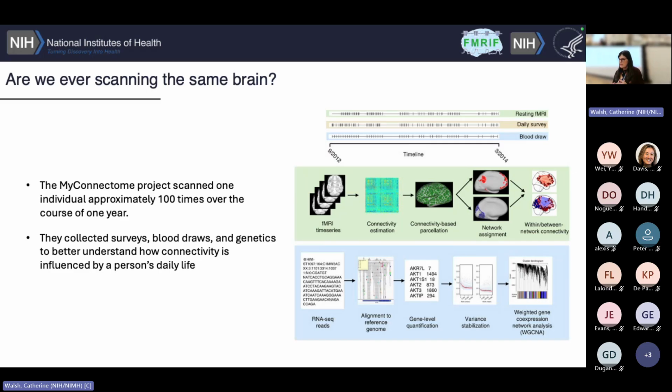So they collected the resting state data, but they also included daily surveys. They also looked at blood draws, and they even collected genetics, et cetera, to see what types of things were specific to this individual and what types of things changed over time. I think it's a very cool design. It also kind of gets into the idea of what we talked about, or what Catherine talked about with individual differences. But here, the individual differences are not individual people, they're days of the same person.